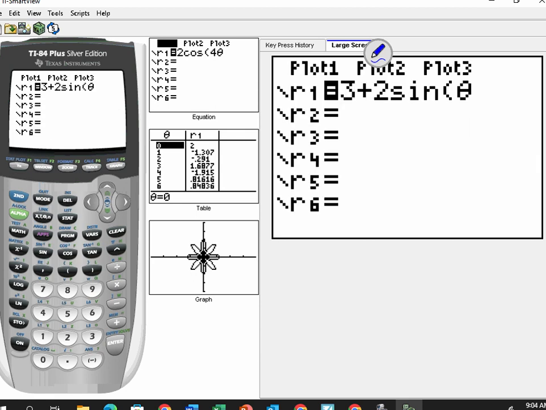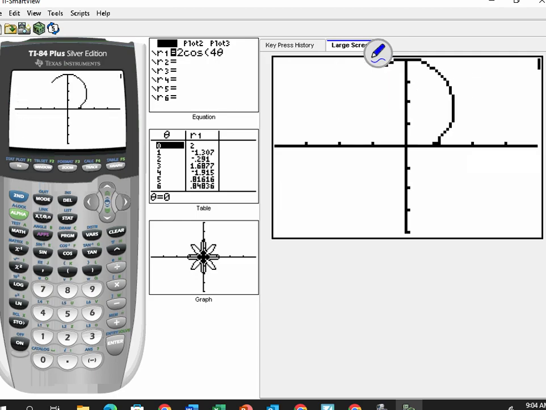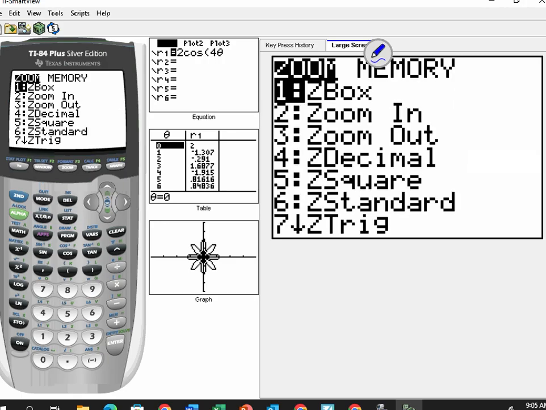Why does cosine 4 result in a 3? I hit zoom trig also. So guys, that's an inner loop. How do I get this? Hit zoom and pick trig. Zoom trig. Spiral? Okay, I've done something.